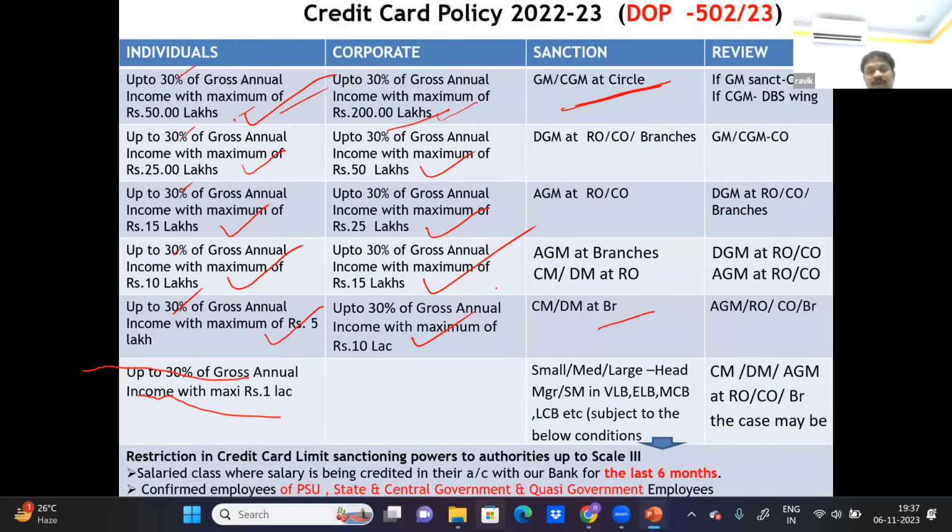This is the powers given to executives. Now comes the branch. We are working in branches. All scale 1, 2, 3 are here. Remember, our maximum power is 1 lakh.